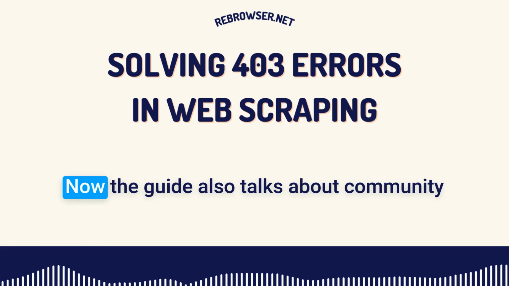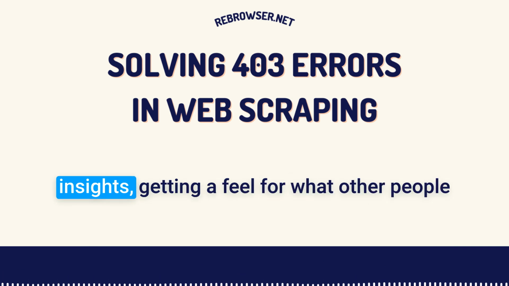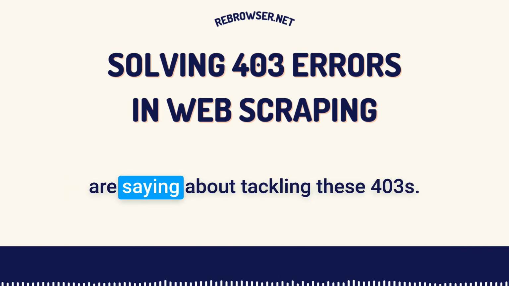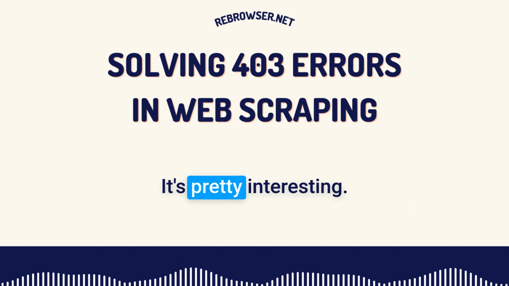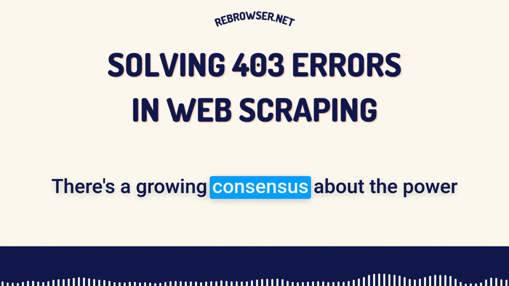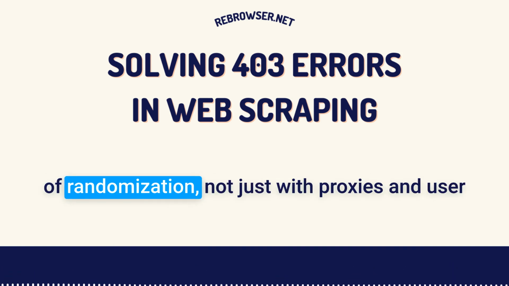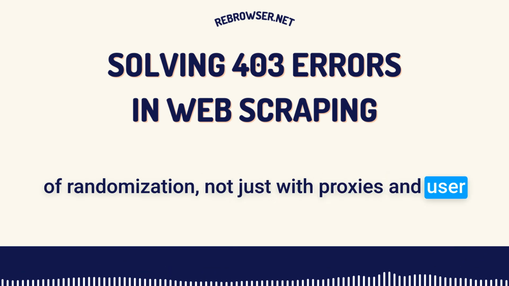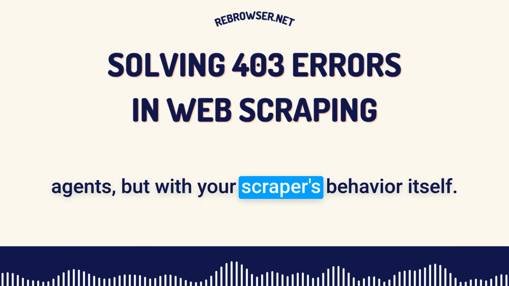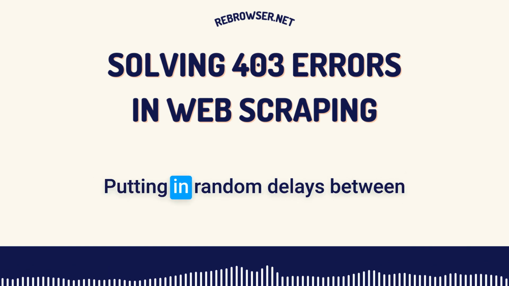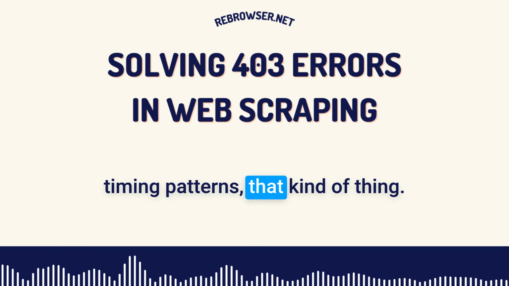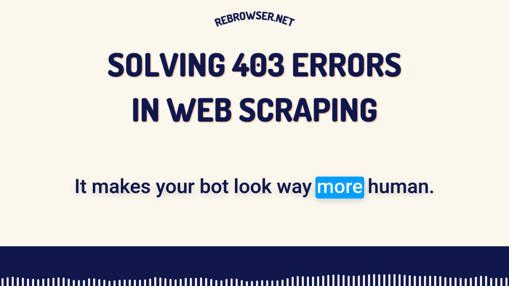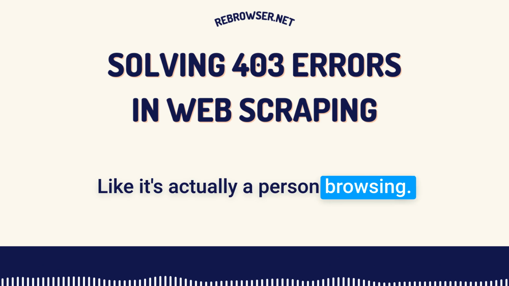Makes sense. Now, the guide also talks about community insights, getting a feel for what other people are saying about tackling these 403s. What's the word on the street? It's pretty interesting. There's a growing consensus about the power of randomization, not just with proxies and user agents, but with your scraper's behavior itself, like putting in random delays between requests, following different timing patterns, that kind of thing. It makes your bot look way more human. Like it's actually a person browsing.